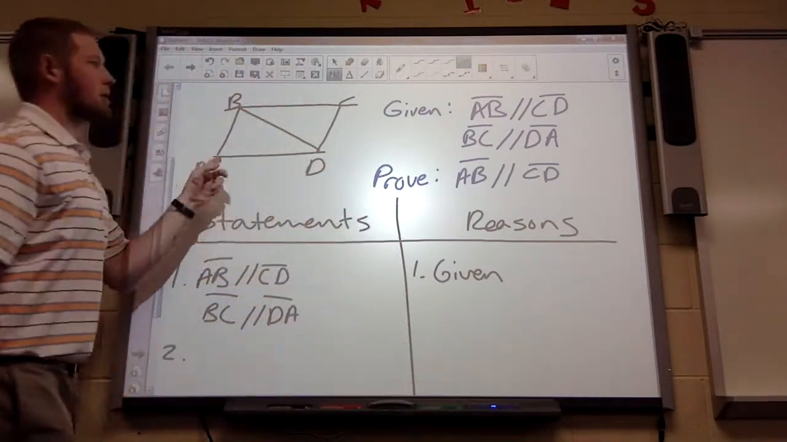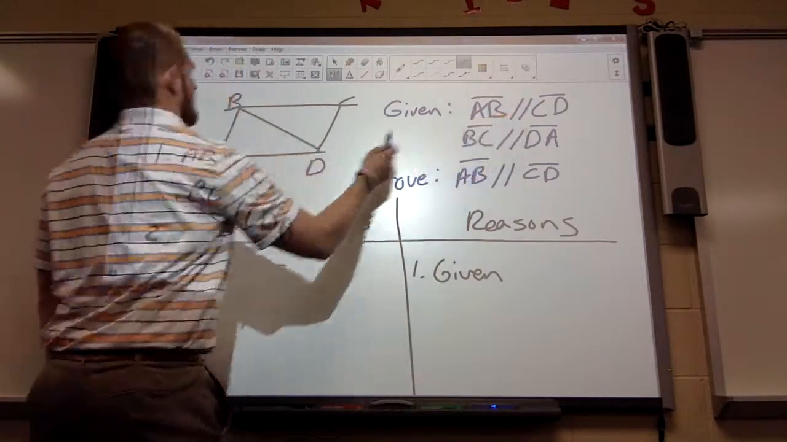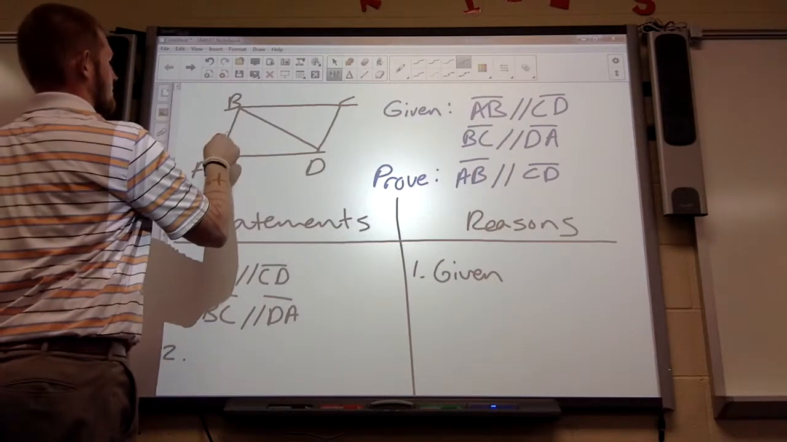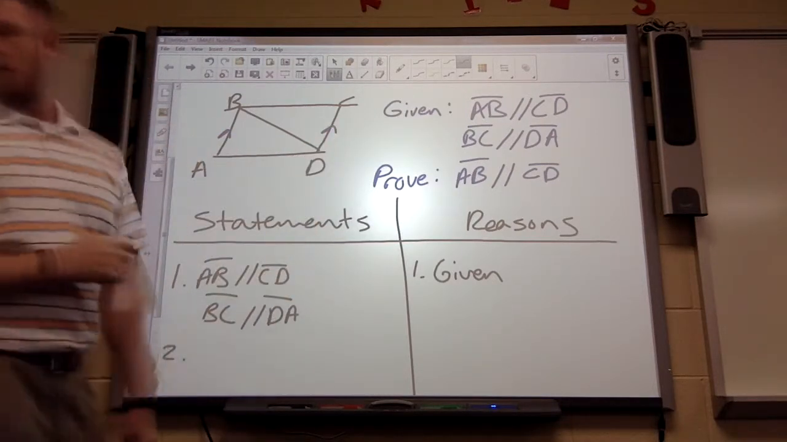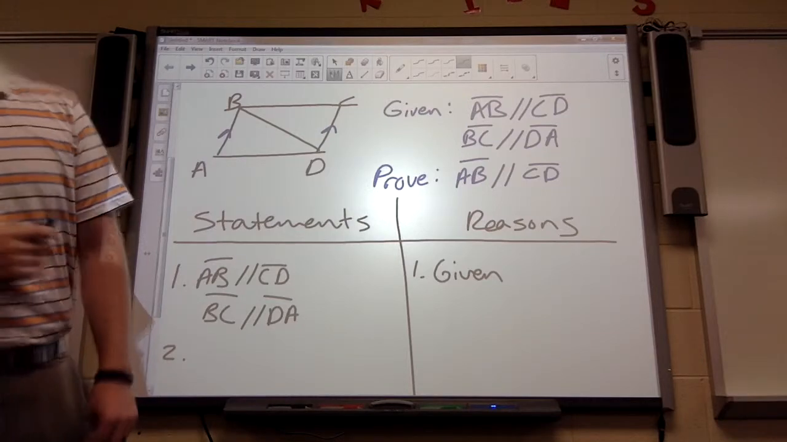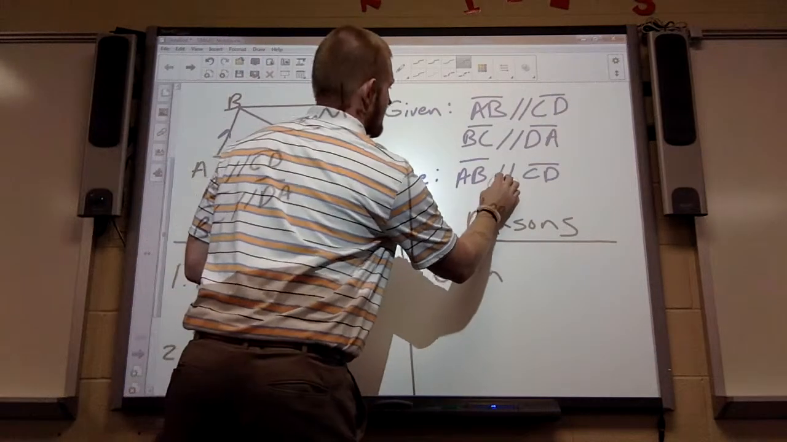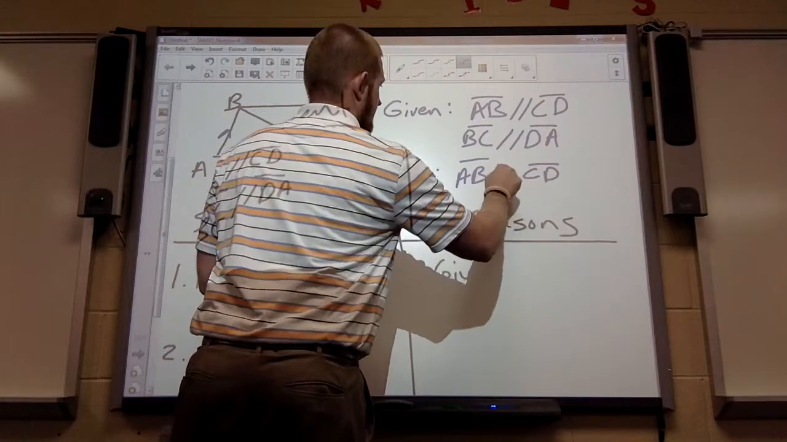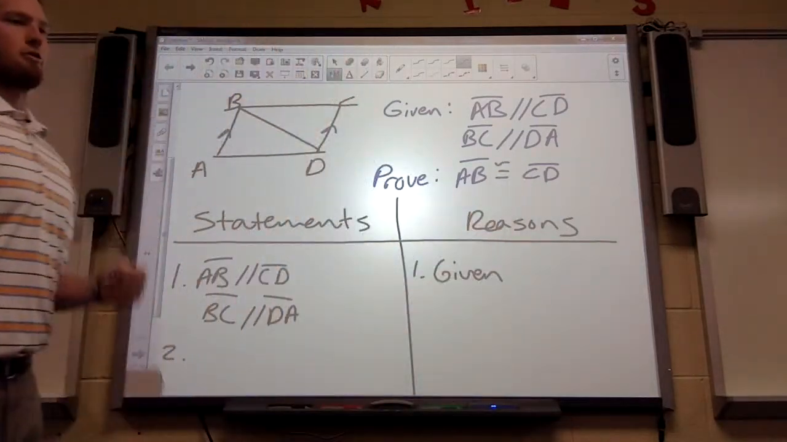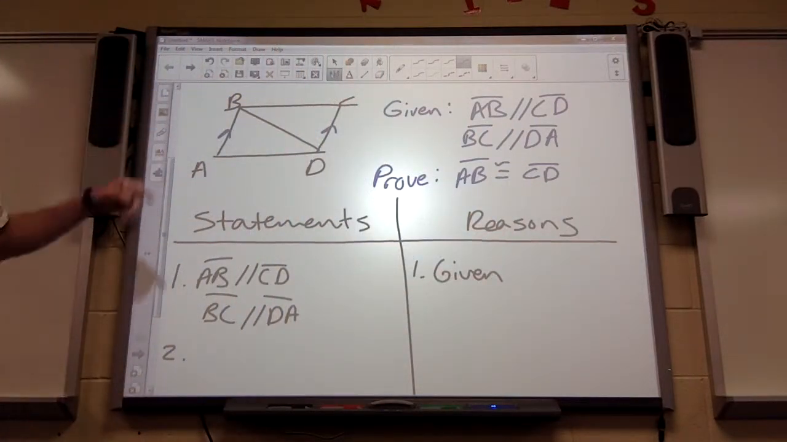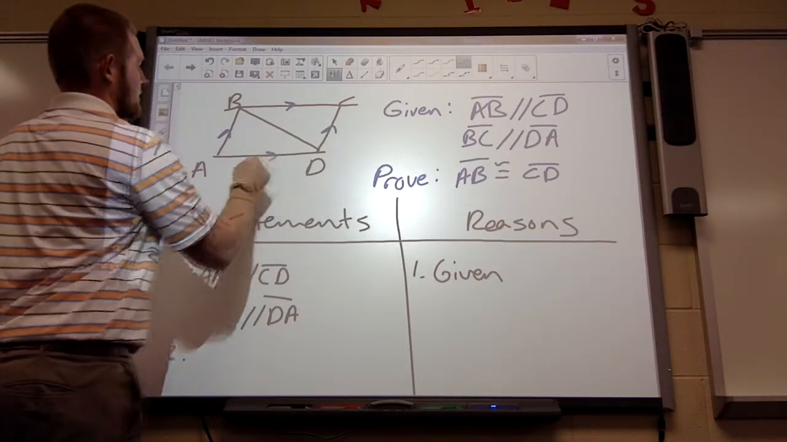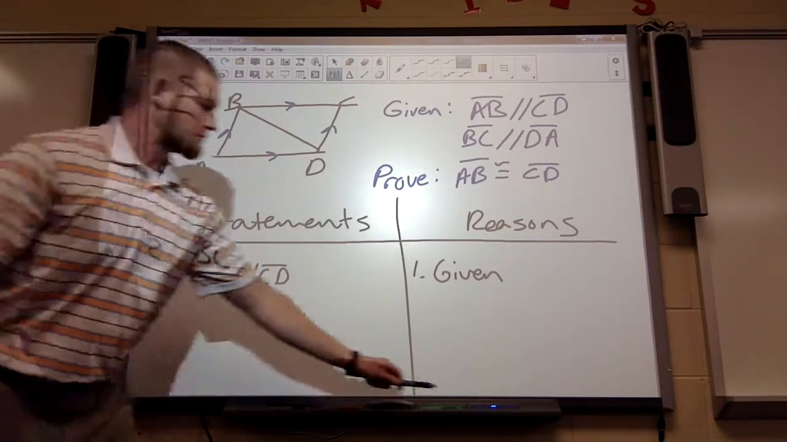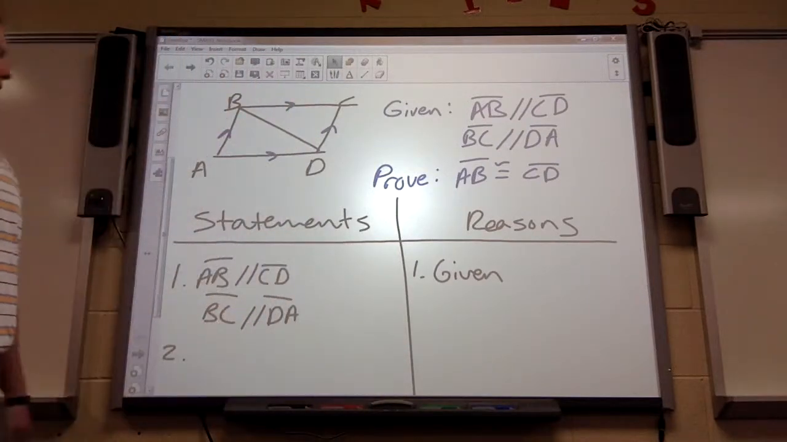Okay, so let's mark that AB is parallel to CD. Okay, parallel, parallel. Okay, I must have something messed up. I want to prove that AB is congruent to CD, my fault. Okay, change that to congruent. Alright, and I know that BC is parallel to AD. Okay, so now I have my given information marked.